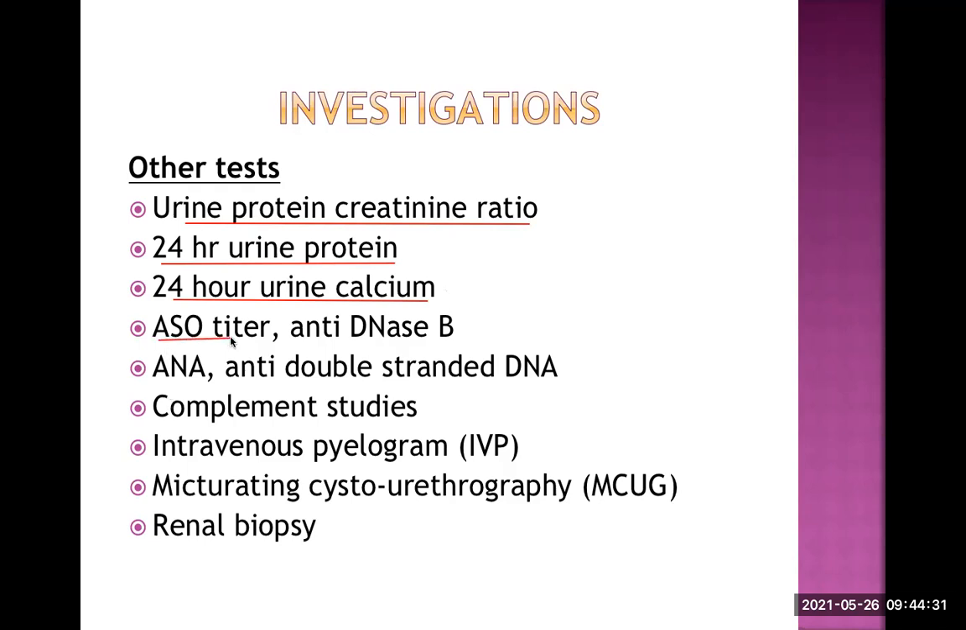ASO titer and anti-DNase B are the important antibody tests. Now, can you tell me which bacteria is diagnosed by this antibody test? Which bacteria? Group A Streptococcus. Absolutely, the same bacteria. Group A beta hemolytic streptococci, or Streptococcus pyogenes.